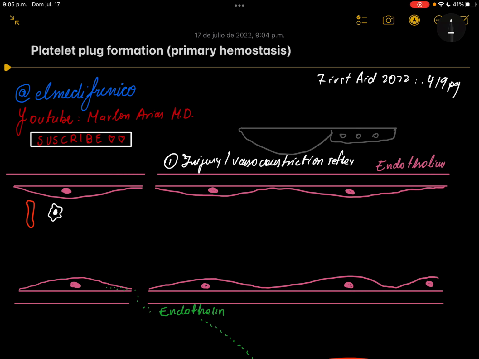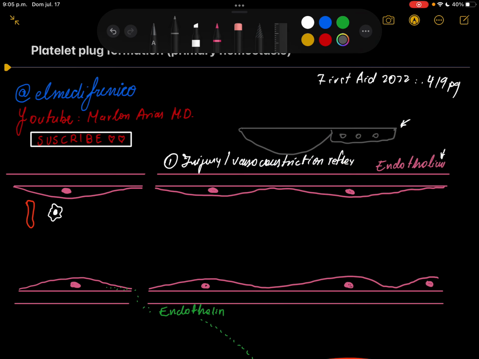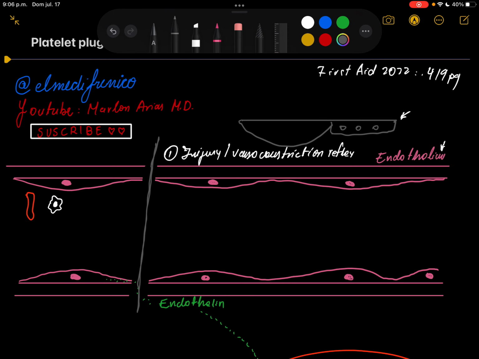So let's start. We have here an endothelium, and you know what's going to happen next. We're going to make an injury. We're going to cut our finger, making some really delicious food in the kitchen. And after that, we're going to have the first step in the formation of the clot. That's going to be the injury.